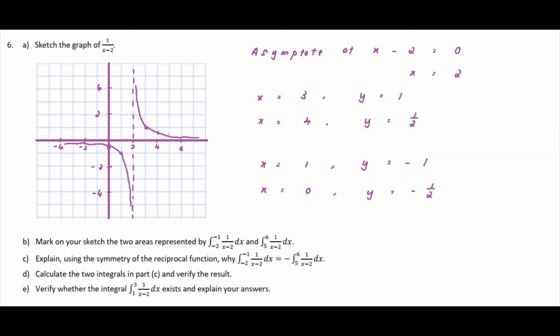So 5 to 6, it will be somewhere here. Okay, so same thing for the other one, for -1 to -2, then it will be somewhere here. Okay, so C, explain using the symmetry of reciprocal function why is this function equal to this function. So you can just answer the vertical asymptote.